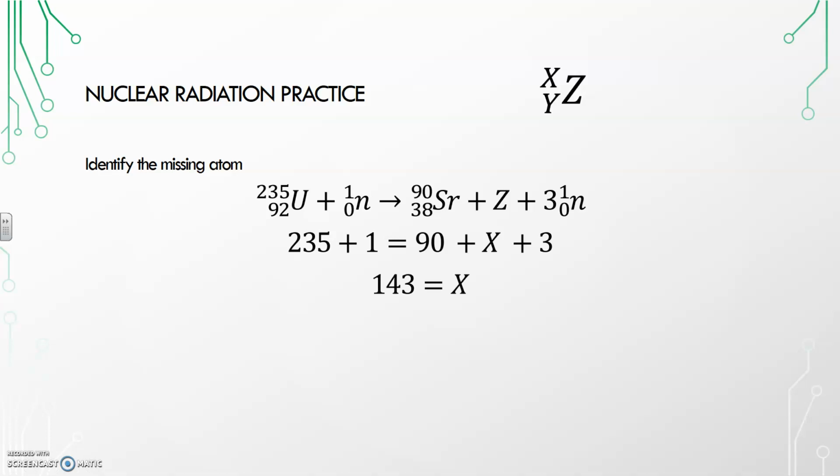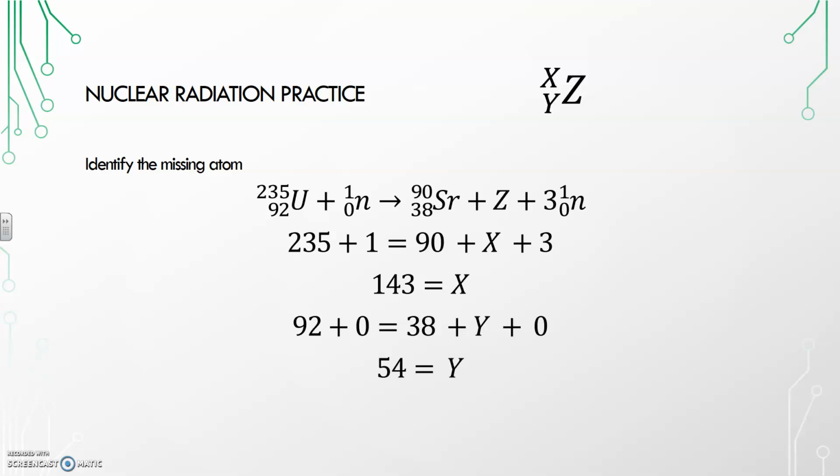And then you do the same thing for the y. Here we have 92 plus 0 equals 38 plus y plus 3 times 0. And then again, just solve for y. You get y is 54.